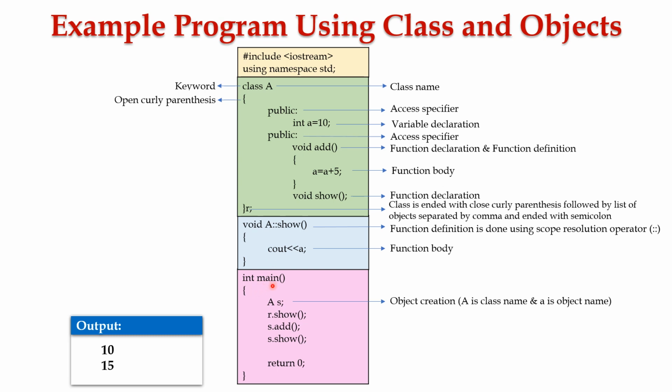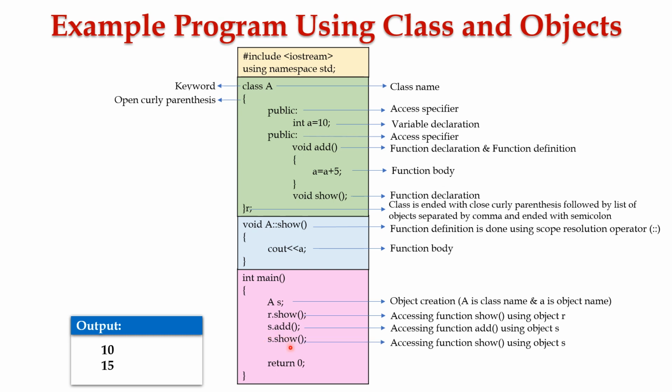Next, int main(). We all know that it is the starting point of execution for any program. Next, object creation. For the class capital A, we have created an object small s. Next, using the object small r, we have accessed the function show. Next, using the object s, we have accessed the functions add and show. Next, return 0 represents that the program has been successfully executed.